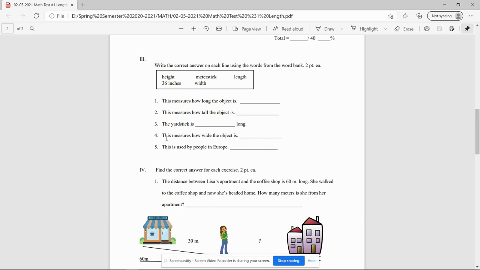Number four, this measures how wide the object is. Is that going to be height, 36 inches, meter stick, width, or length? And then number 5, this is used by people in Europe. Is that going to be height, 36 inches, meter stick, width, or length? So you choose your answer and you write it down.